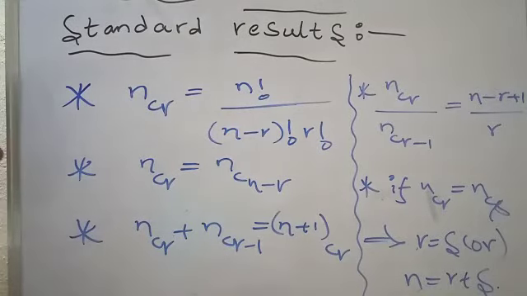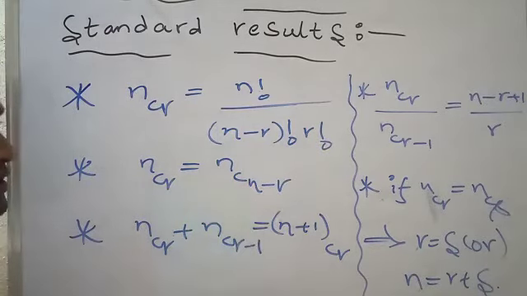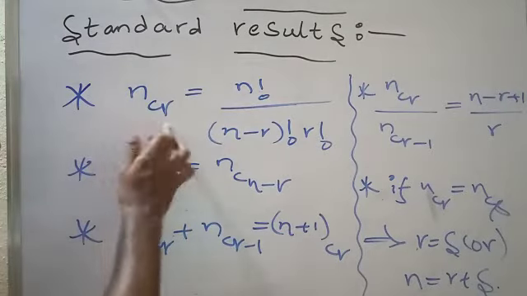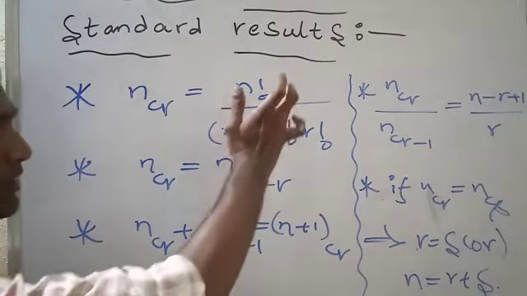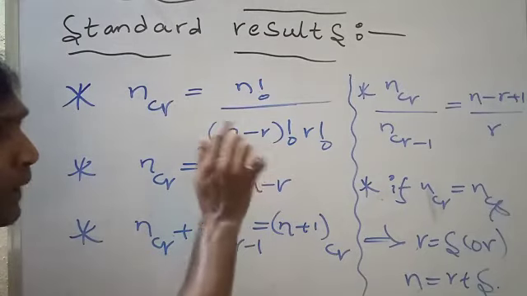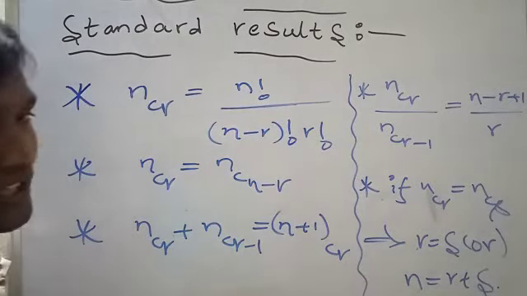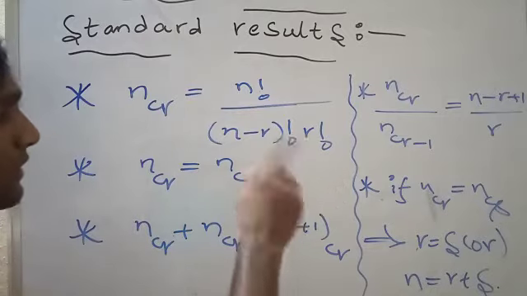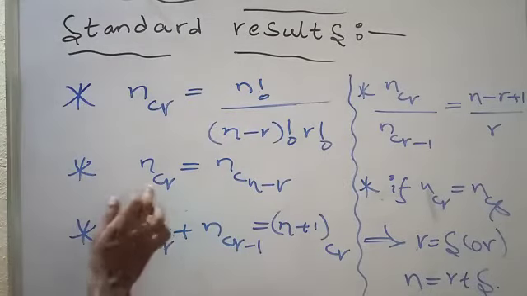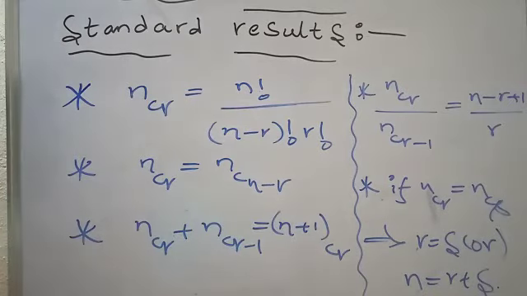Entering the chapter binomial theorem, wherever binomial coefficients are given, we apply these five standard results. The first standard result is the formula of nCr: n factorial by n minus r factorial into r factorial. But to apply this formula, we have two conditions. The first condition is n is greater than or equal to r, and the second condition is that the value of r lies between 0 and n. The second standard result is nCr equals nC(n minus r).